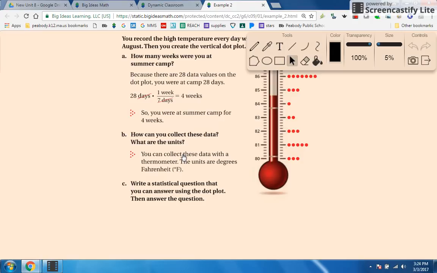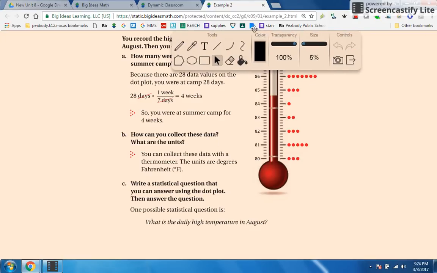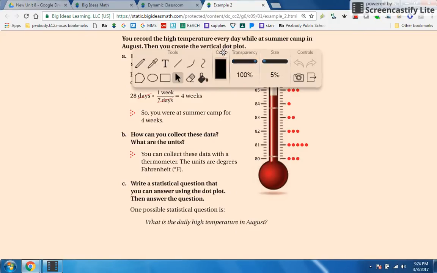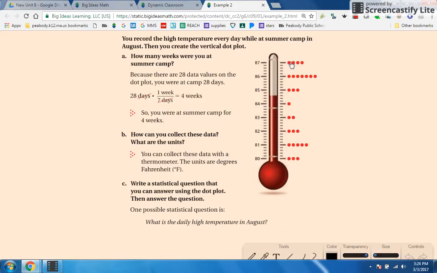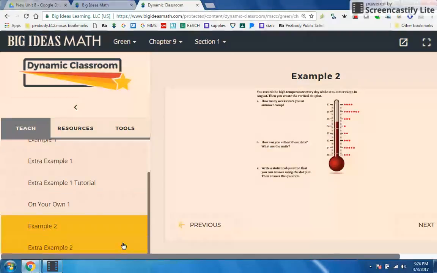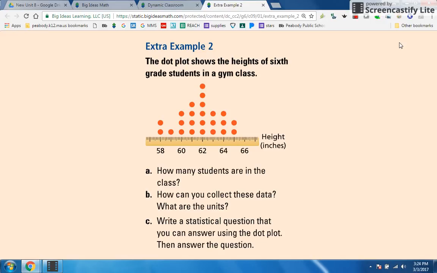So a question you could ask that's statistical could be, what is the temperature in August? Or what is the highest temperature in August? Because that would be a statistical question, because everyone could answer differently. And then you could use the dot plot to answer it. So if I were going to say what's the warmest day in August, I would probably say the one with the most dots. So about 86 degrees would be the warmest day in August. Okay?